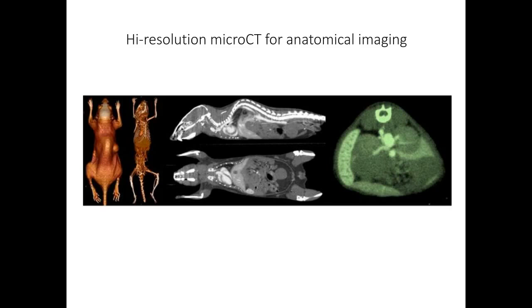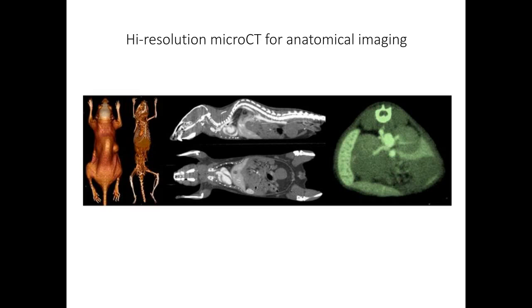So for micro-CT, we also combine it with our PET imaging, and I'll explain to you in a second what PET imaging is, to allow us to look at both function and also localization of where these functional signals are coming from. And micro-CT allows us to localize that based on anatomy.